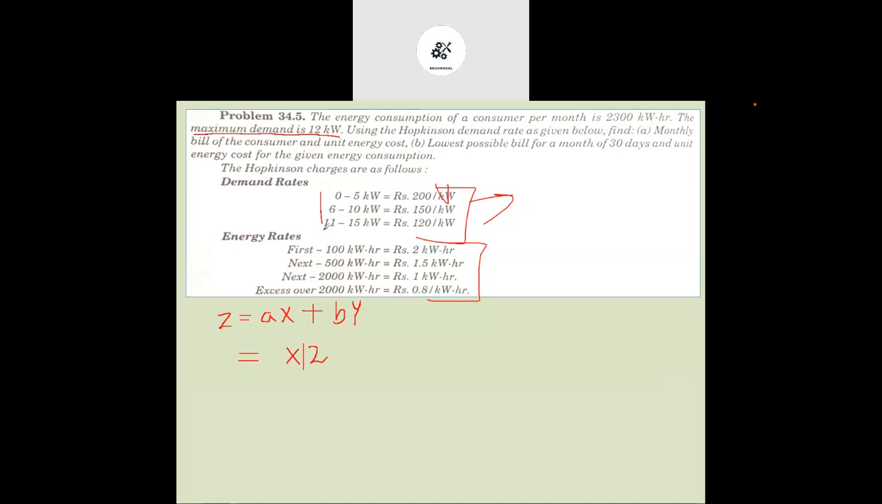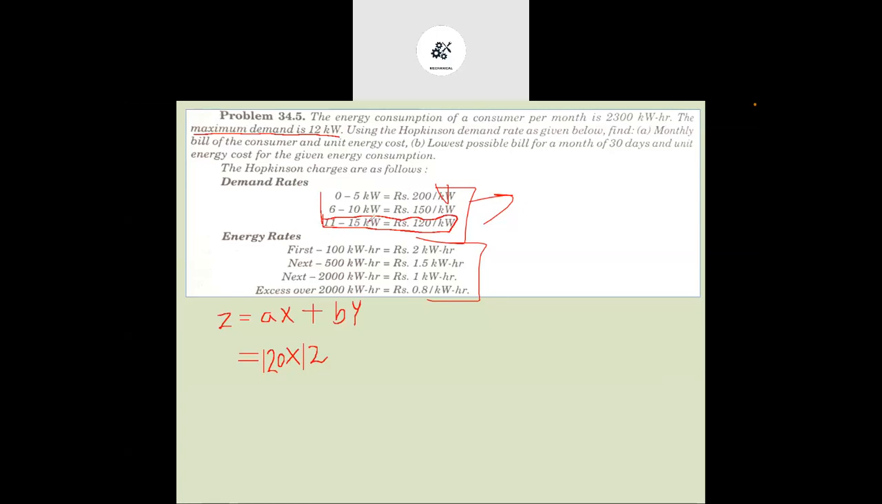So based upon this maximum demand, we have to choose the demand rate, right? So here the demand rate is given. From here you can see this 12 kilowatt lies between 11 to 15, and for that the demand rate is 120 per kilowatt.